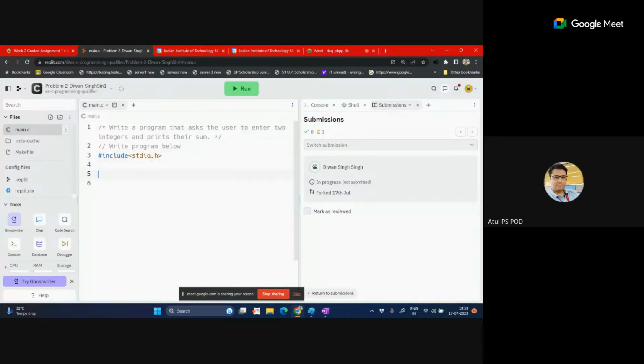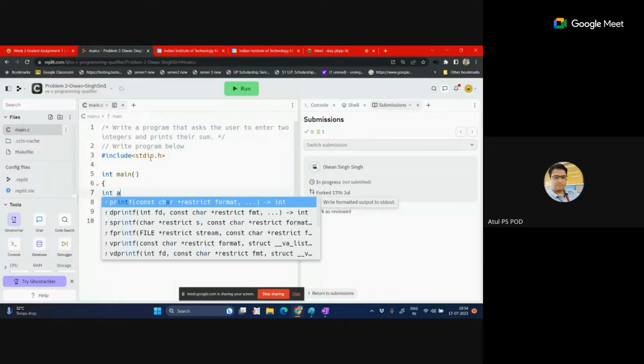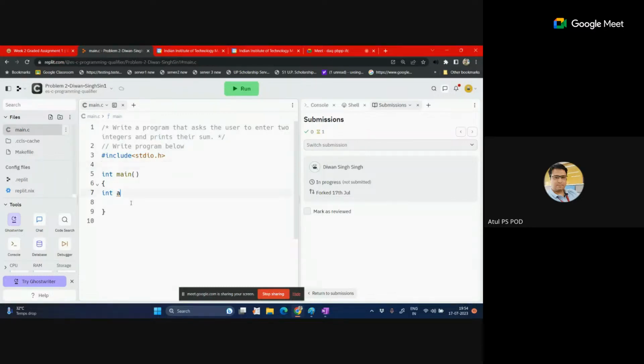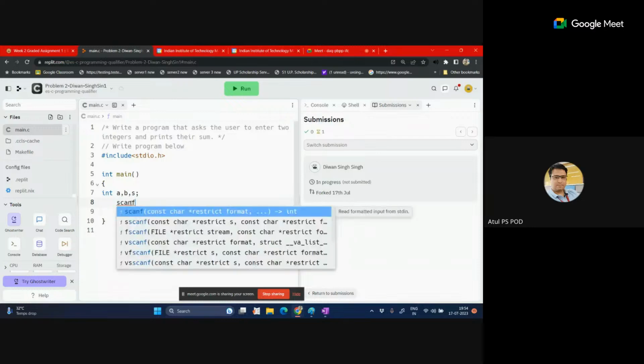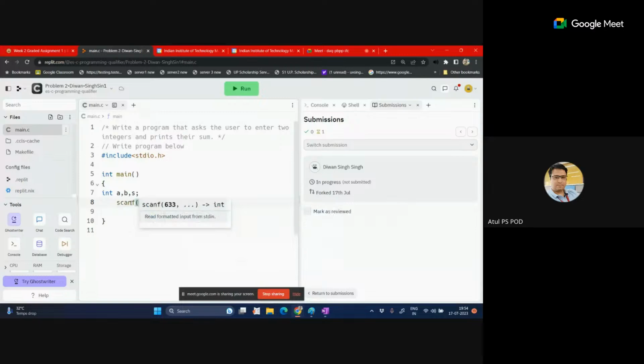Okay, and write the function name main and apply these curly braces, and this is the part. Okay, and take 2 inputs from the user. So declare 2 variables, int a, and you can also declare the variables in one line. Okay, so comma b comma s, like in that way. And you can also take the input in one statement. So you can simply write scanf, or you can simply write 2 lines also.